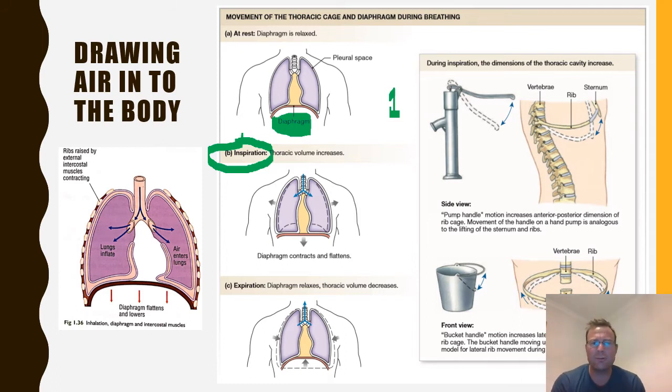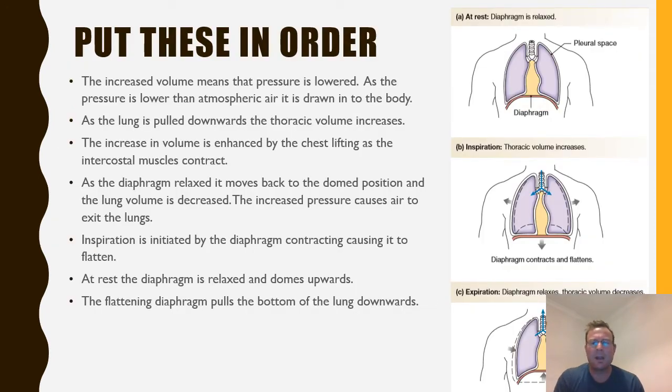So the key to drawing air into our body is those pressure relationships. So your task now is to pause this presentation, and I want you to put in order these phrases that will show how the diaphragm and also the intercostal muscles will work together to allow air to be drawn into the body. So pause the presentation and get on with it.